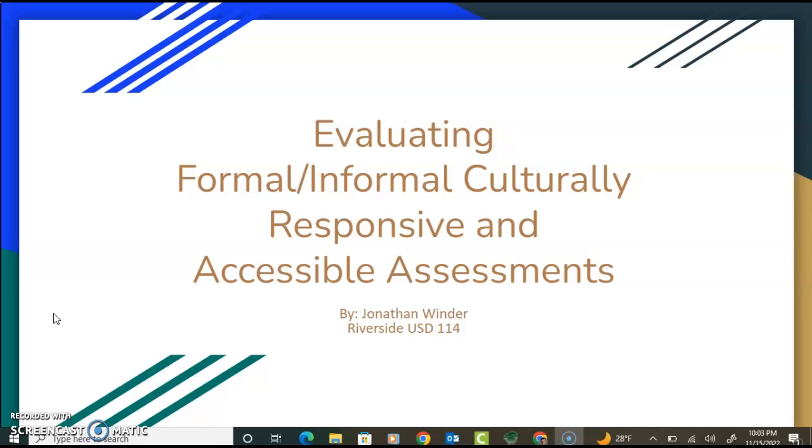This evening, I'm here to talk to you about evaluating formal, informal, culturally responsive, and accessible assessments. First, we're going to take a look at what research has to say about all of these things, and then we are going to take a dive into what assessments look like at Riverside USD 114.